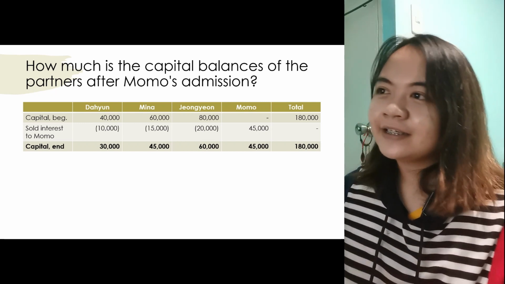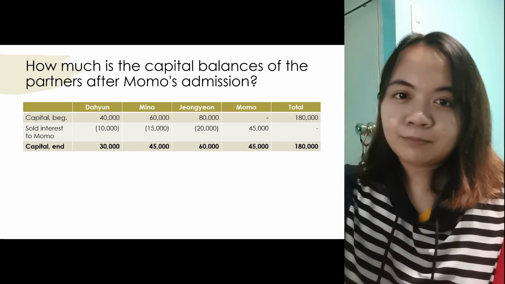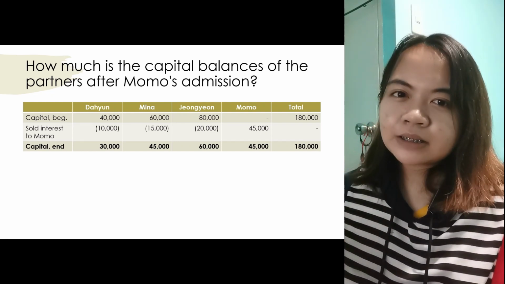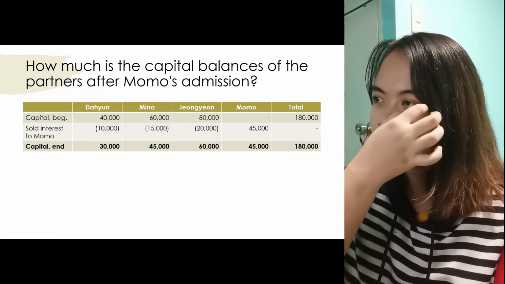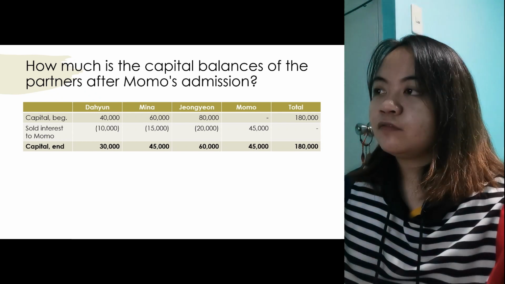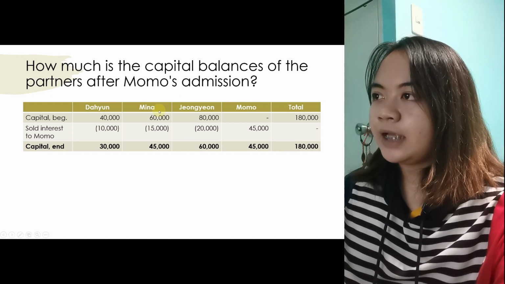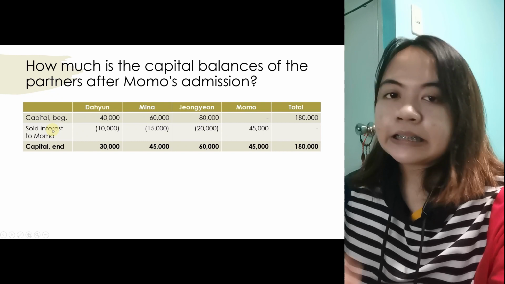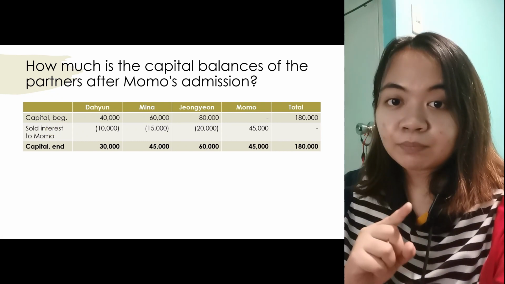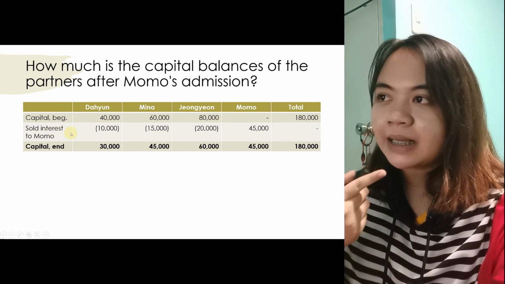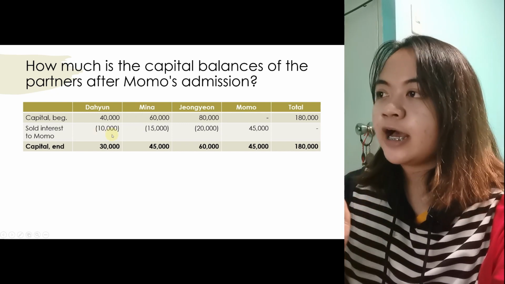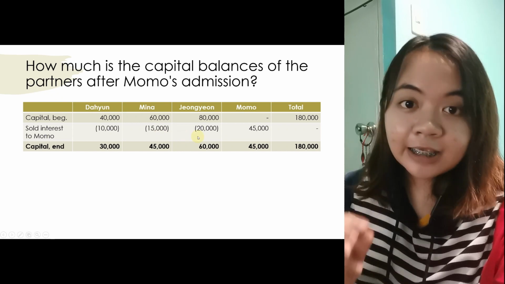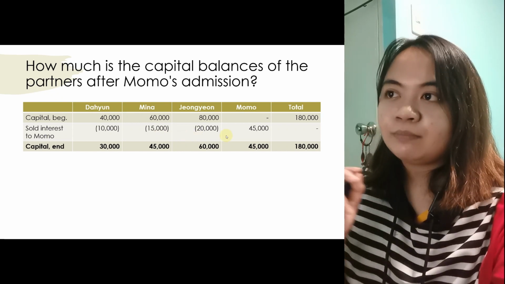So, i-adjust natin. Okay, so we have the table. So, we have Dayon, Mina, Jonghyun, Momo. Okay? Ang total, bago dumating si Momo, is 180,000. Lalagay mo yung capital beginning. You have 40,000 for Dayon, 64 Mina, and then Jonghyun, 80. Then, i-deduct mo na yung binili. That's 25% ng capital balances nila, binili ni Momo. So, you have 10,000 for Dayon, Mina for 15, Jonghyun for 20, and then, ipasok mo yung 45 ni Momo.